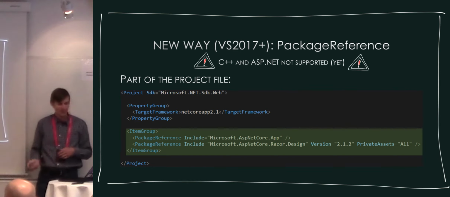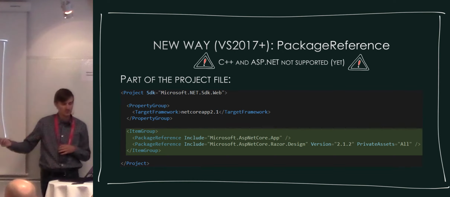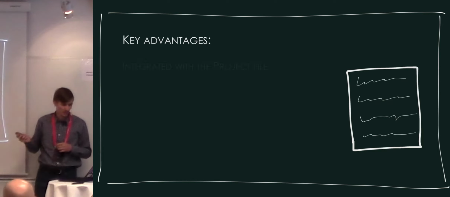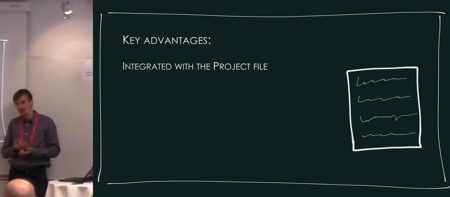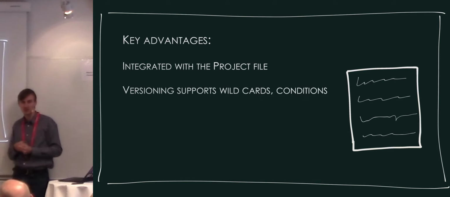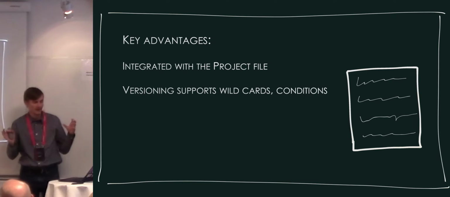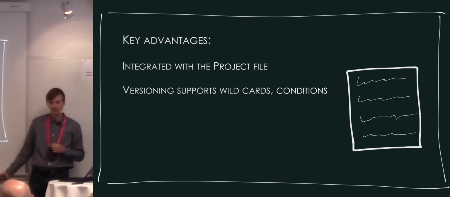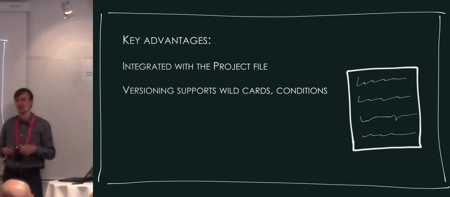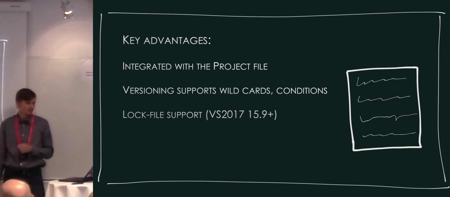What are the advantages? Why does Microsoft want us to start using package reference? Well, first of all, of course, it's integrated in the project file itself, so we have one file less to manage. There are also some differences in versioning. You can be more specific or more general. It gives you more flexibility over how you specify what version of a dependency you need. And it also supports conditions for dependencies based, let's say, on target framework.